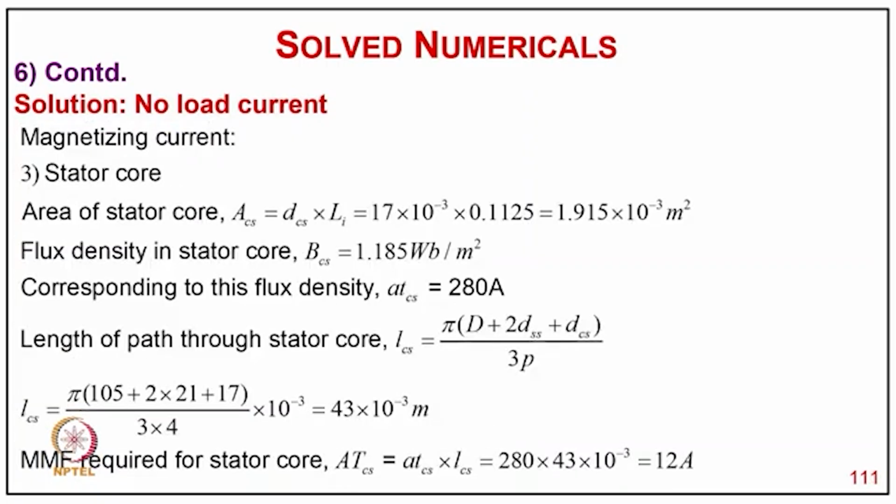So the MF required for the stator is capital ATS equal to small ATS into GCS. It comes 25 ampere. Now coming to the MF calculation for the stator core, the area of the core is ACS equal to DCS into LI, it comes 1.9195 into 10 power minus 3 meter square. The flux density in the stator core BCS is 1.85. Corresponding to this flux density, the MF required, small ATCS, is 280 ampere per meter. The length of the path of the stator core LCS equals pi into D plus 2 SS plus DCS by 3P. Putting values, it comes 43 into 10 power minus 3 meter. The MF required for the stator core, capital ATCS equal to small ATCS into LCS, comes 12 ampere.